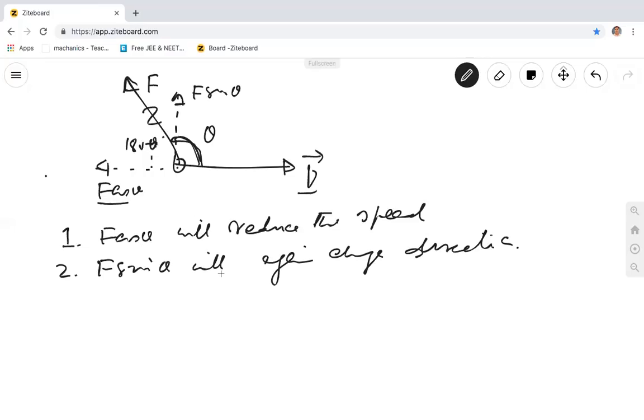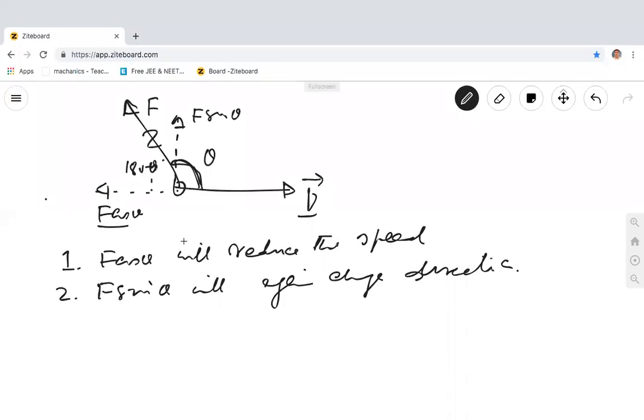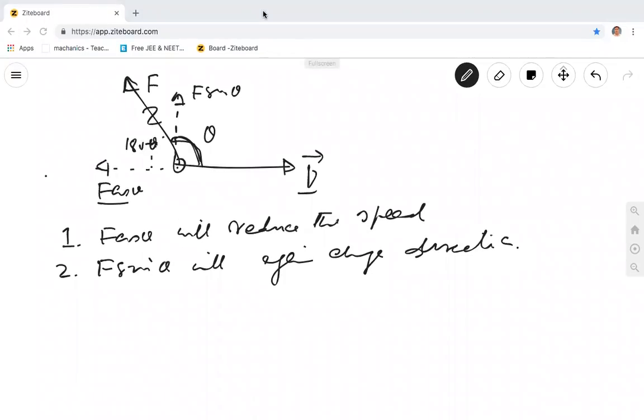Right? So the force which is normal to the velocity does not change the speed. It only changes the direction.